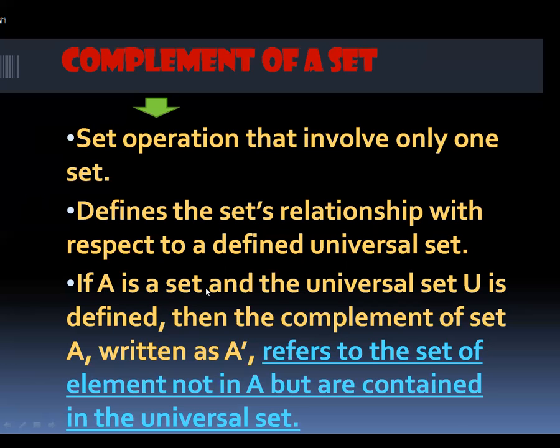If A is a set and the universal set represented as U is defined, then the complement of set A, written as A with an apostrophe, denotes the complement of set A. It refers to the set of elements not in A but contained in the universal set. Okay? In complement of a set, you're going to find out the elements that are in the universal set but not in the given set.